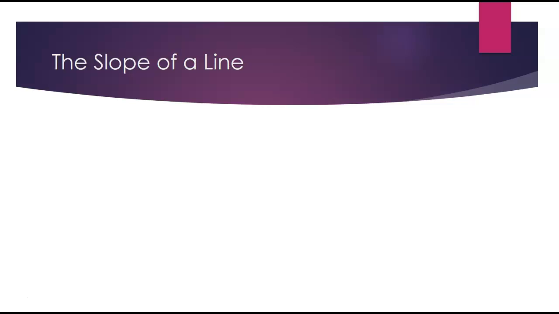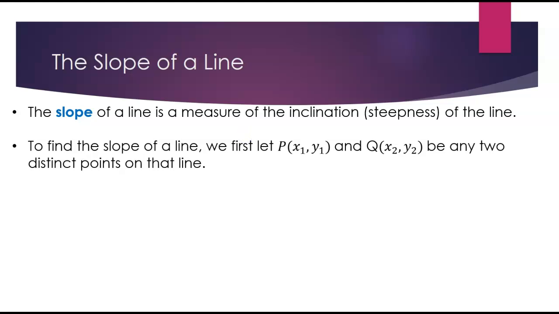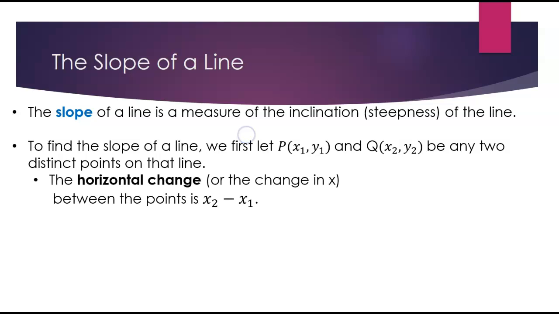We've pointed out in class several examples that involve slope when we were talking about slope-intercept form. This goes into more depth. The slope of a line is a measure of the inclination or steepness of the line. To find the slope of a line, we first let P of x1 and y1 and Q of x2 and y2 be any two distinct points on that line, meaning that they're different from one another.